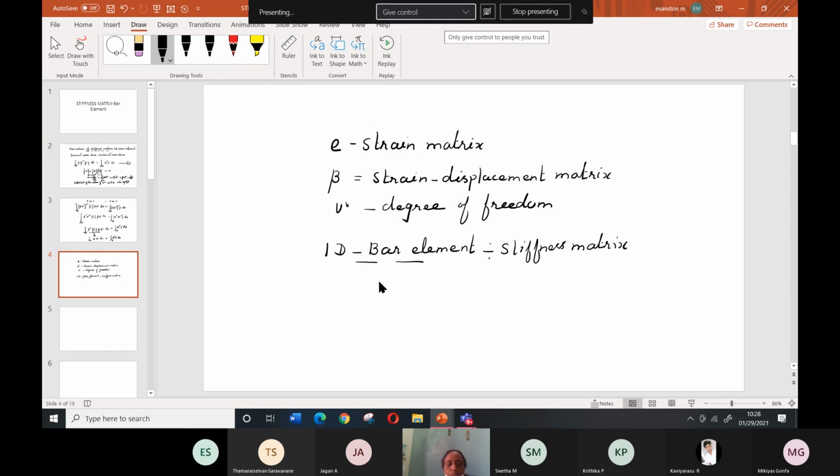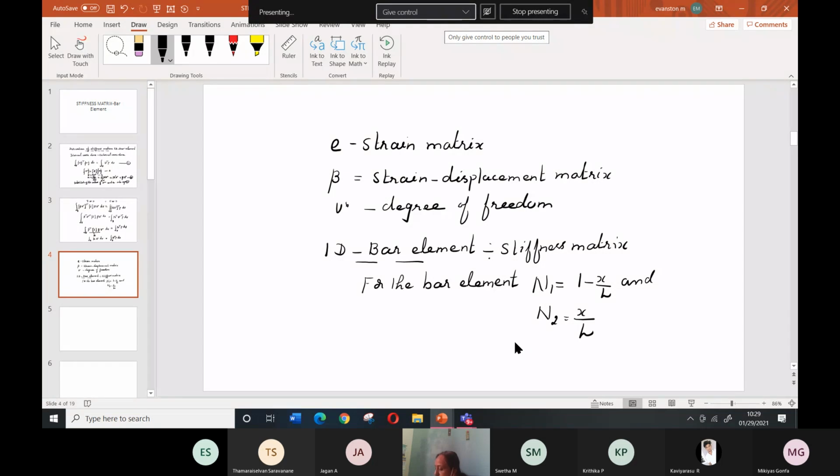Okay. So for the bar element, N1 is equal to 1 minus x by L, as we have already learned, and N2 is equal to x by L. So can you find out the value of N1 dash and N2 dash?